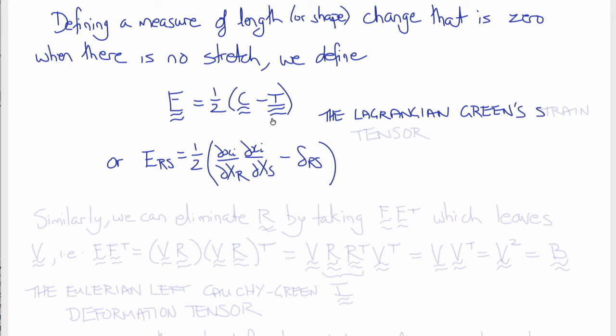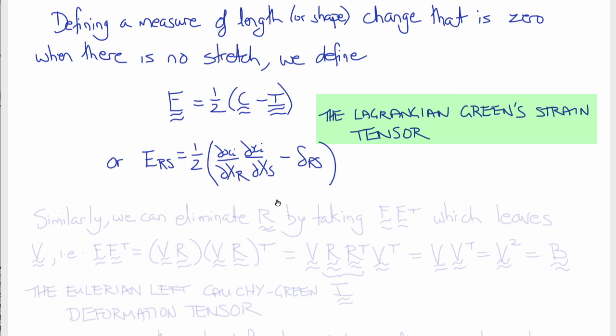The factor of 1/2 comes from the fact that this expression is squared. What we'll see later is that the Lagrangian Green strain tensor is really a measure of length squared change rather than length change. And that comes about from Pythagoras, namely length changes in multiple dimensions, in two or three dimensions, involve the square root of sums of squares.